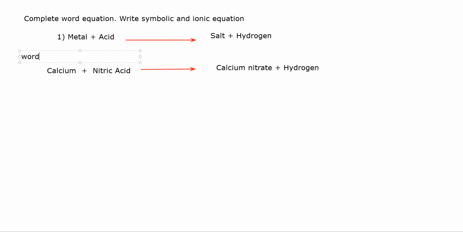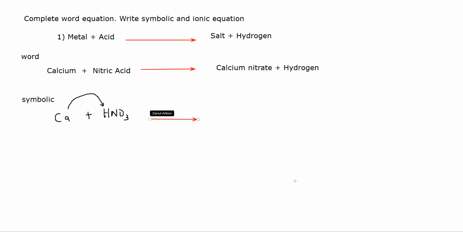Then we have to write a symbolic equation. Symbol for calcium, it's a metal, Ca. Symbol for nitric acid is HNO3. So calcium is more reactive, it will displace this hydrogen. This will result in the formation of calcium nitrate. But again, you have to work out the formula first. Directly, you don't write CaNO3, you have to work out the formula. Calcium nitrate is Ca(NO3)2.